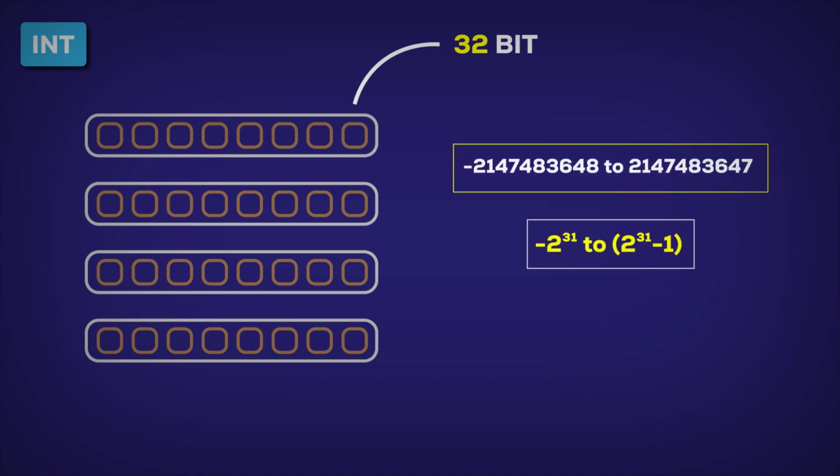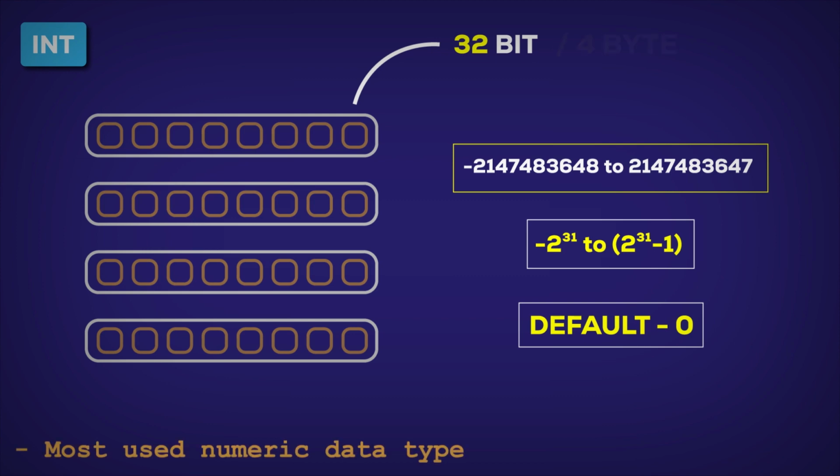Now coming to the int type. The int data type is a 32-bit signed 2's complement integer. Its value range lies between -2,147,483,648, or the value of -2 power 31, to 2,147,483,647, or the value of 2 power 31 minus 1, which is inclusive. That means this is the minimum value and maximum value that can be stored. Its default value is 0. It is one of the most used data types. It allocates memory up to 4 bytes or 32 bits.